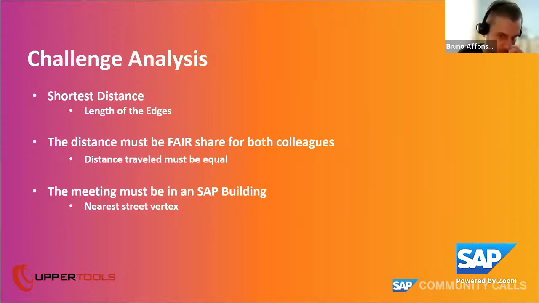So, well, let's make a challenge analysis, right? First of all, we must define the shortest distance between the SAP WGF13 and WGF53. My concept of fair share is that the distance traveled by both colleagues must be equal or close to equal. And the meeting must be in a corresponding SAP building, right?